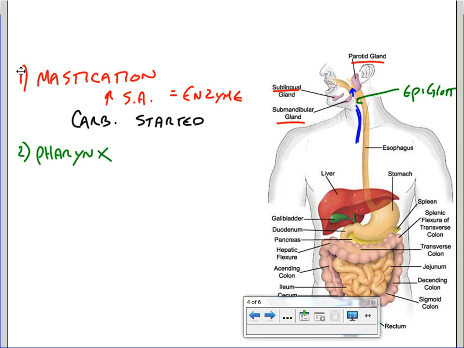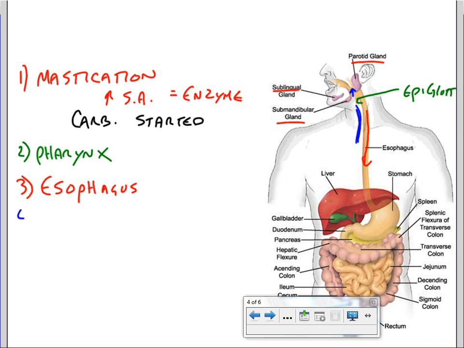After the pharynx, then, we move downward to the next part, which is the esophagus. And in the esophagus, we're going to see smooth muscle contraction, pushing the food, which is now called the bolus, down towards the stomach. And that smooth muscle contraction, very wave-like, is called peristalsis. Peristalsis pushing the bolus down towards the stomach.